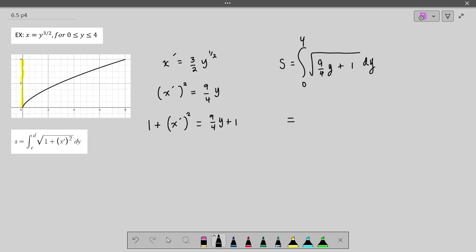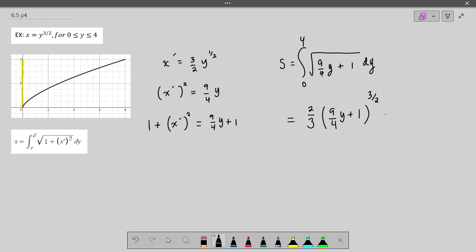So we have 9/4 y plus 1 raised to the 1/2 power. So we're just going to take our 9/4 y plus 1, add 1 to the exponent, divide by the new exponent. If you divide by 3/2, you get 2/3.